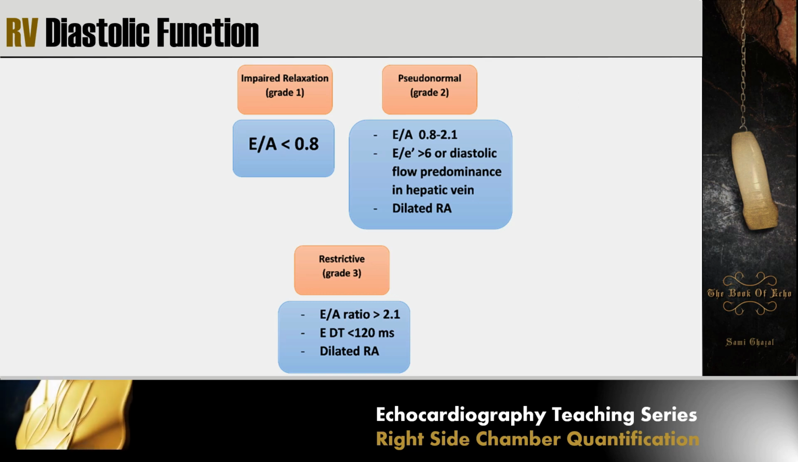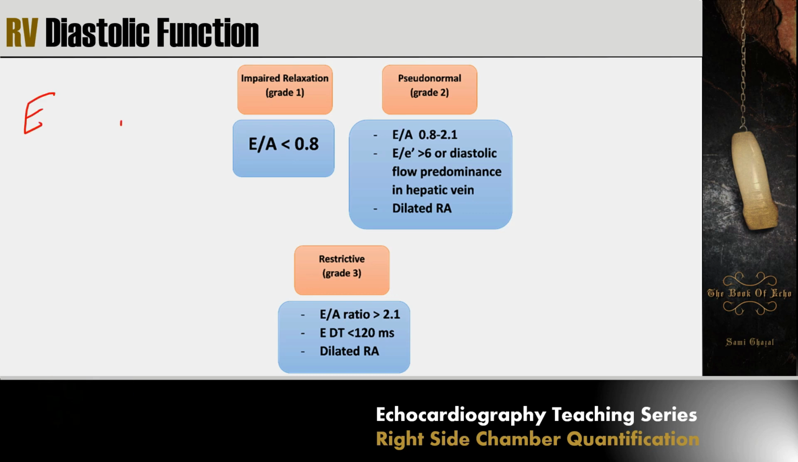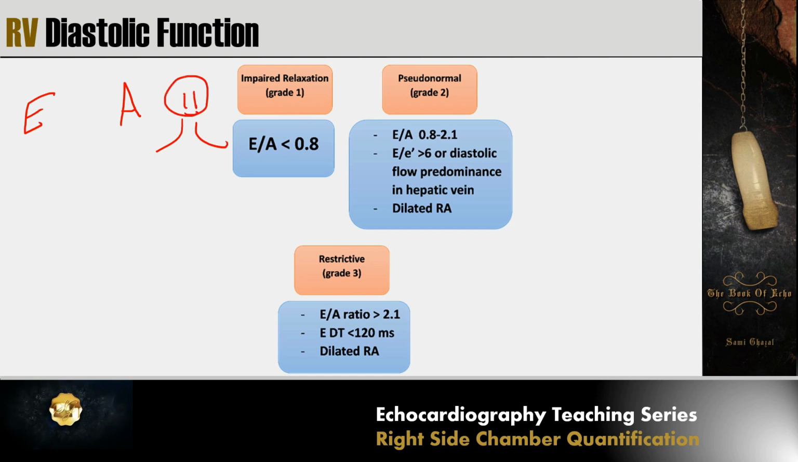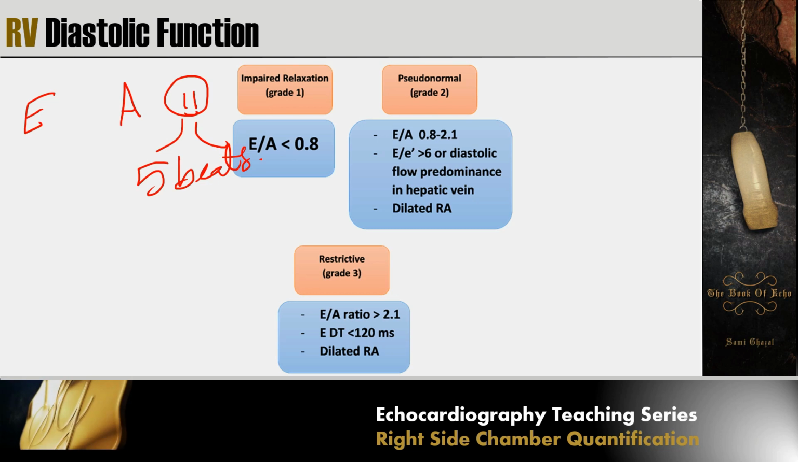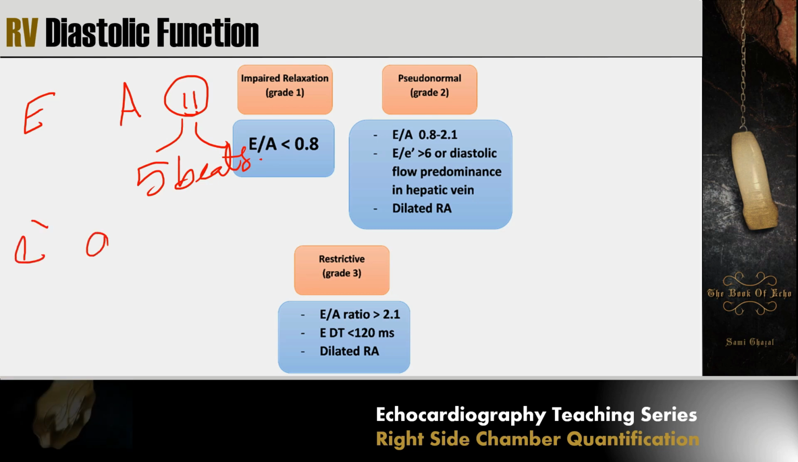Similar to the left side, we have to measure a few parameters, including the tricuspid E and A, again measured at the tips of the valve during diastole. However, the problem with this right-sided E and A is that it differs a lot with inspiration and expiration. This is why it has to be measured at end of expiration, or we average 5 beats. The other parameters are the lateral annulus E prime and A prime. We don't measure the septum because it's part of the LV.